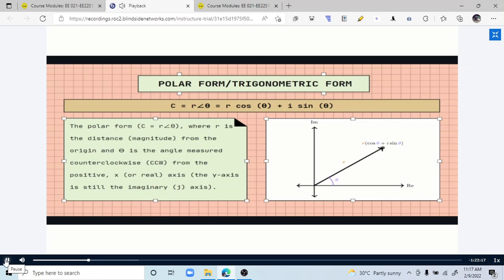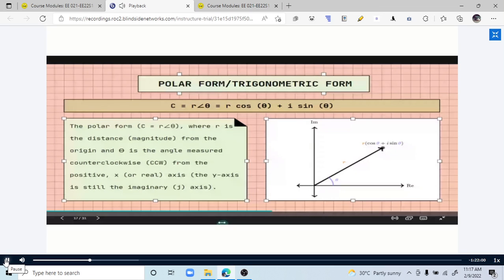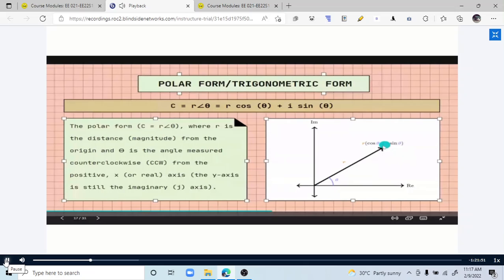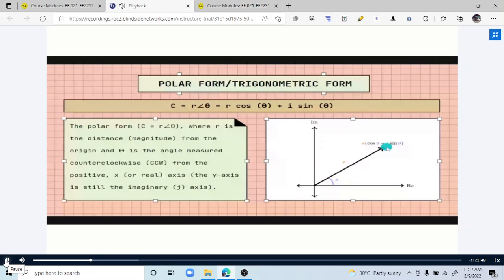As I've said a while ago when we discussed the rectangular form, the horizontal axis is the real axis and the vertical axis is the imaginary axis. The same holds true with this polar form. Since we have the R angle theta, this is our R, the length. If this point is our rectangular form, and we trace back this point to the origin, the length of this line from the origin up to the point is the R, or the distance, or the magnitude.